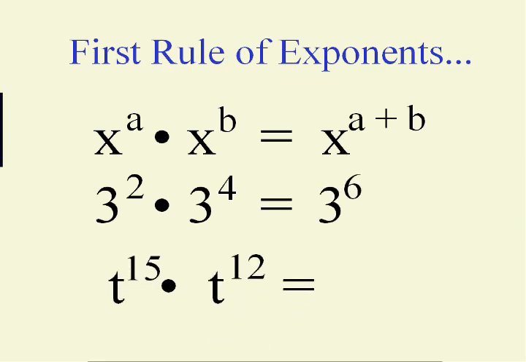This is going to save you an awful lot of writing. T to the 15th times t to the 12th. Holy alphabet. That's a lot of letters. What's the answer going to be? Genius. That's what it is. Sheer genius. T to the 27th, because 15 plus 12 is 27. Get the idea?